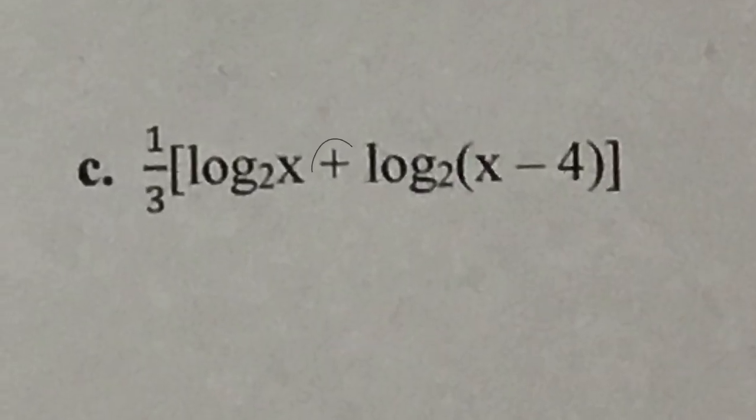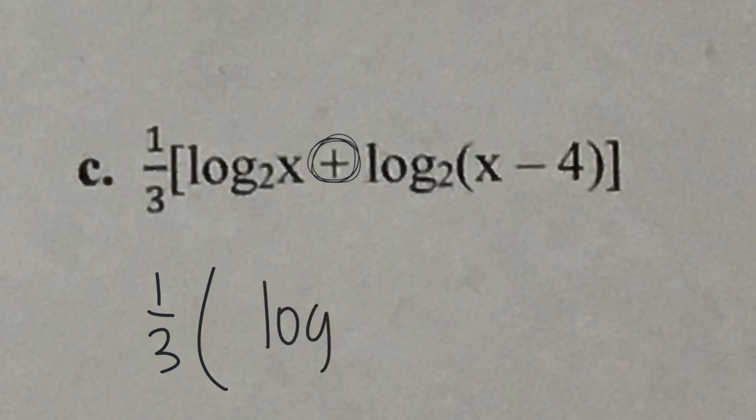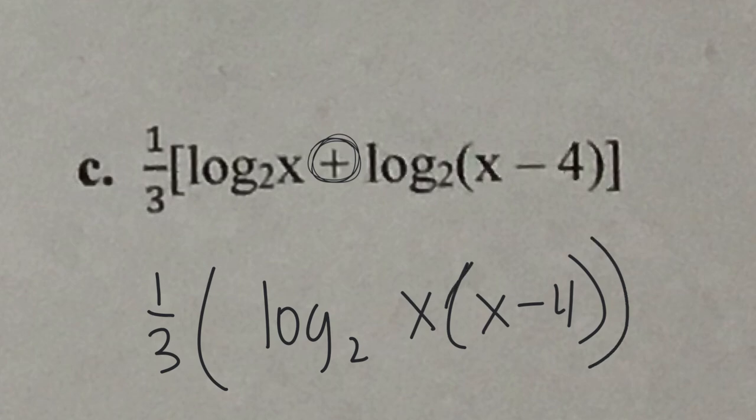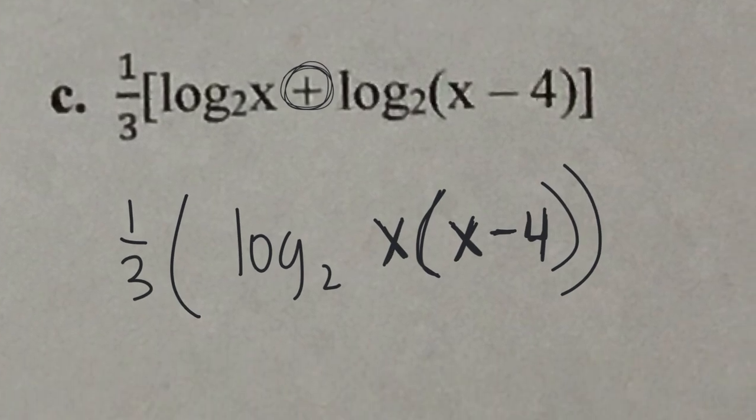So addition becomes multiplication. So we have log base 2 of x times x minus 4. Okay, and if you really want to multiply that out to get x squared minus 4x, you can. Okay, or you can just leave it like that. Right, there's nothing wrong with leaving it like that.